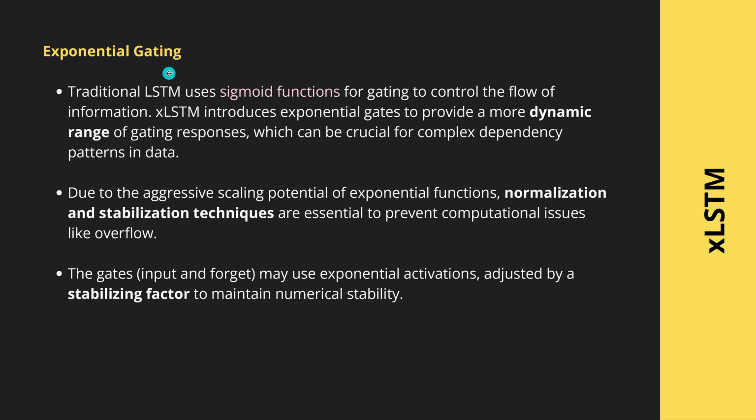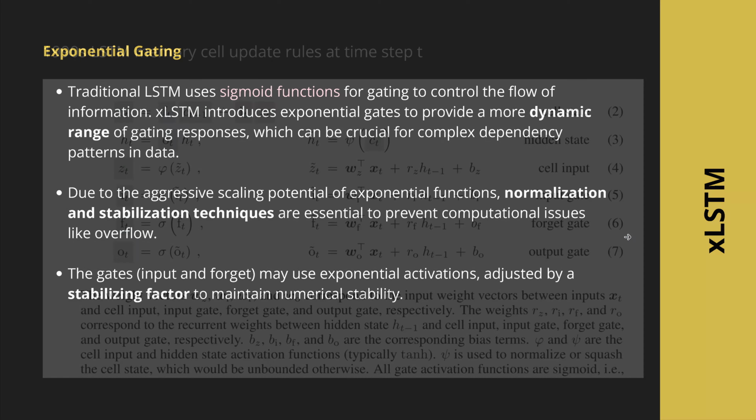Now, exponential gating, it is simple. Instead of the sigmoid function, you have now an exponential function for a more dynamic range of the gating process. It is faster, especially for complex dependence patterns in the data. We have to use some normalization and stabilization techniques to maintain numerical stability of the system, but this is how we know how to do this.